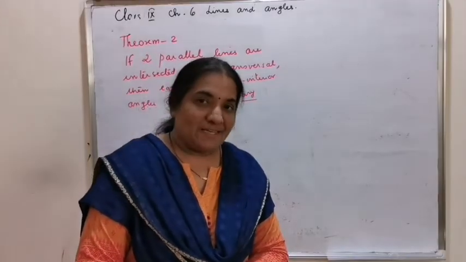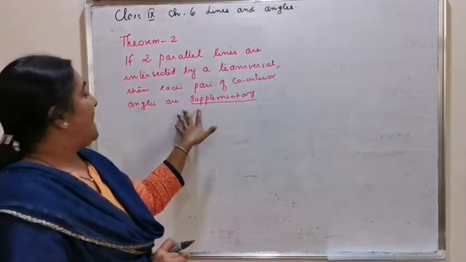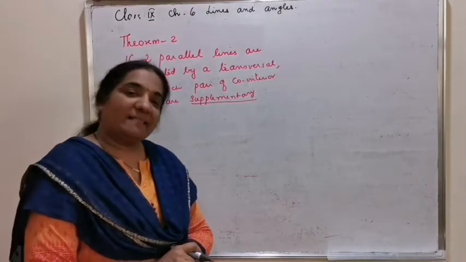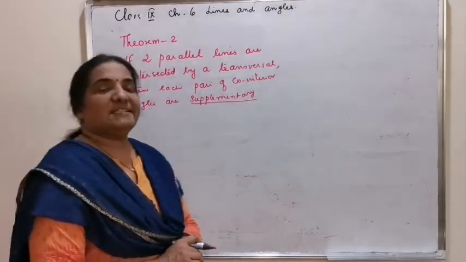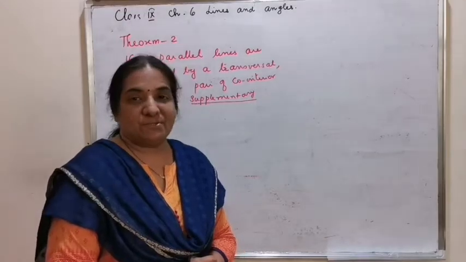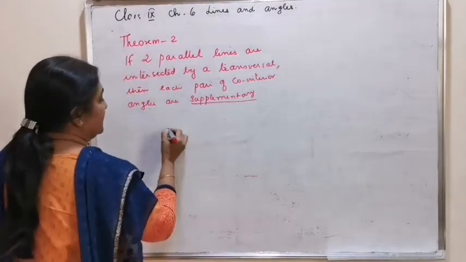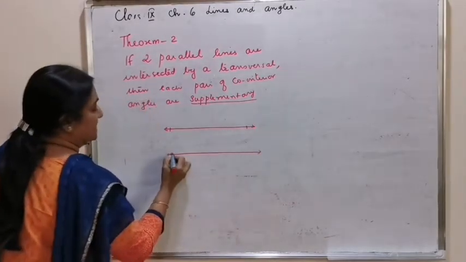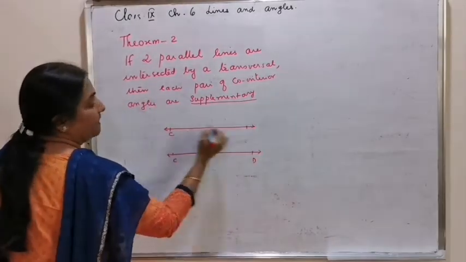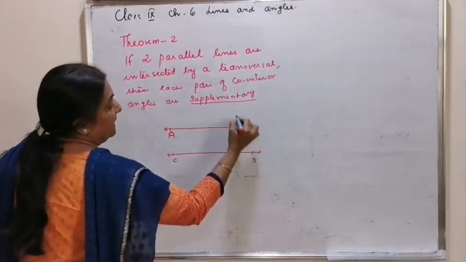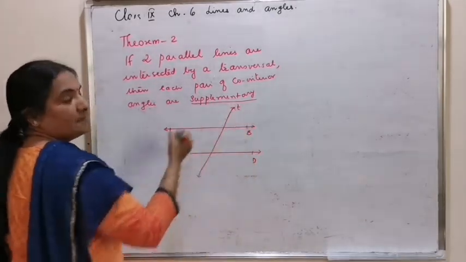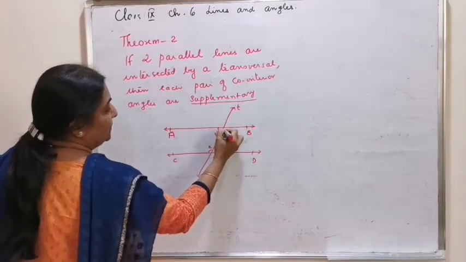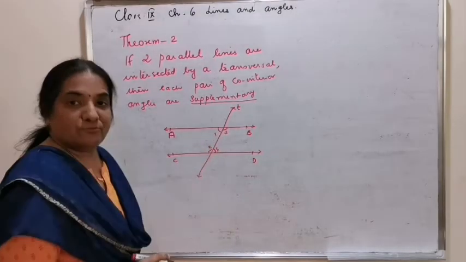The next theorem is on the co-interior angles. When two parallel lines are intersected by a transversal, then each pair of co-interior angles are supplementary. So this is the theorem. After the statement, you draw the figure. Let AB and CD represent two parallel lines and let T be a transversal such that a pair of co-interior angles 1, 2, 3, 4 are formed.